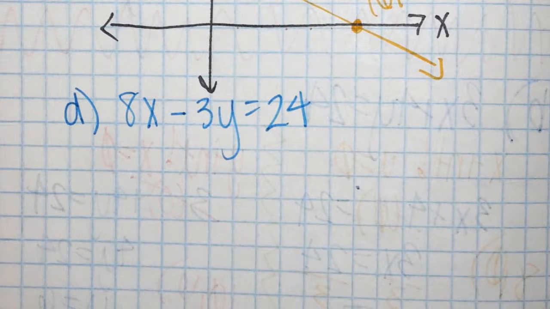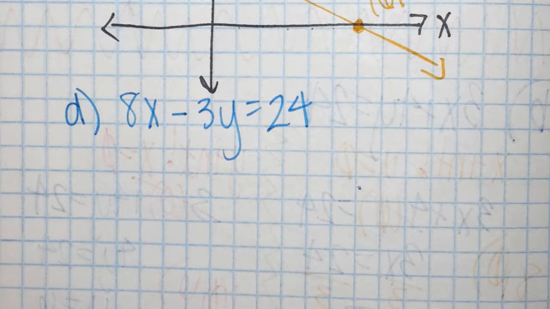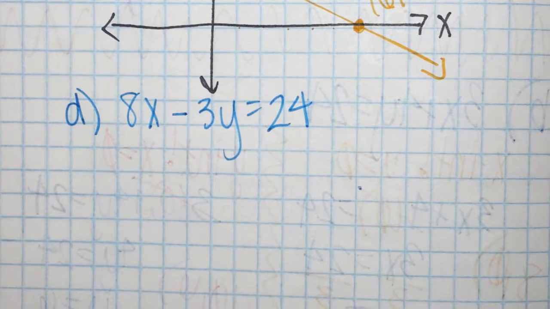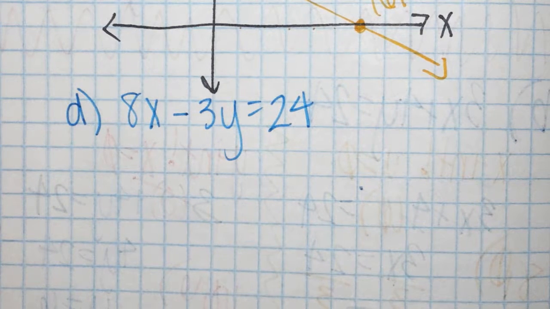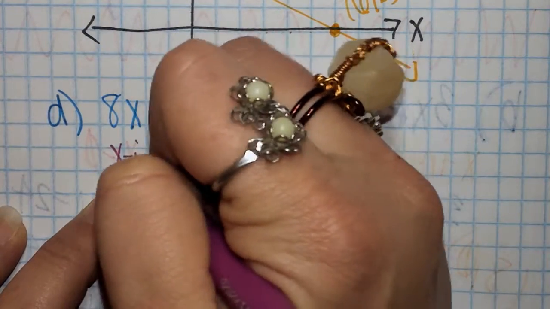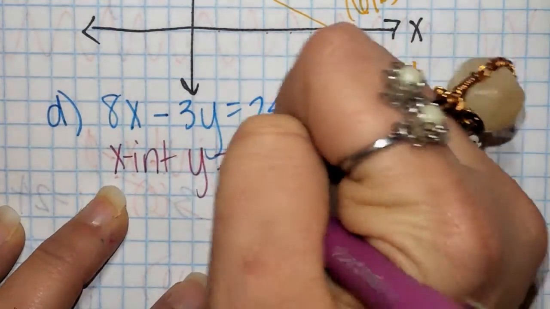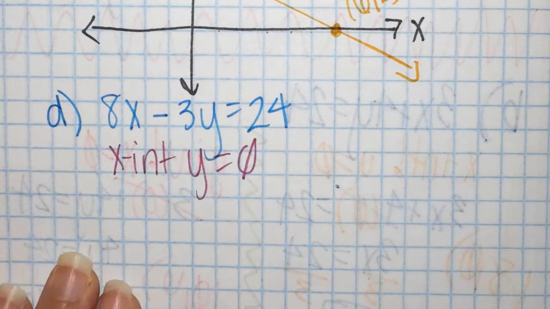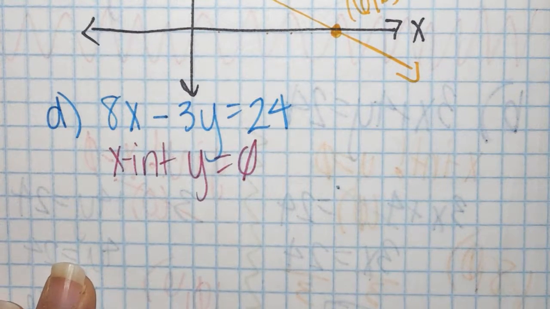Alright, 8x minus 3y equals 24. Now, what did I change up this time in our problem? I put a negative. I put a minus sign. Awesome. Alright, so we still do the same thing, guys. For our x-intercept, we still let y equal 0. So just because there's a minus, don't freak out. We're still doing the same exact thing.